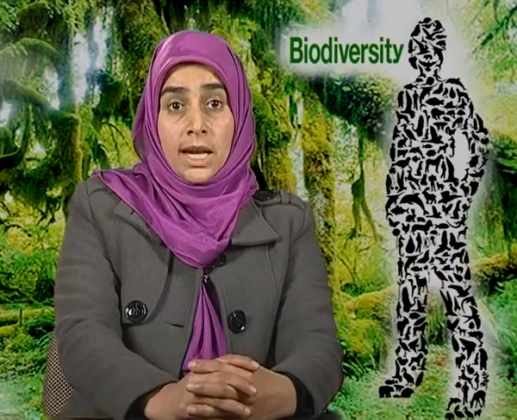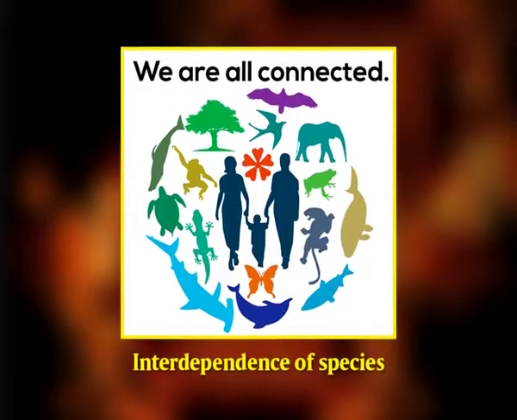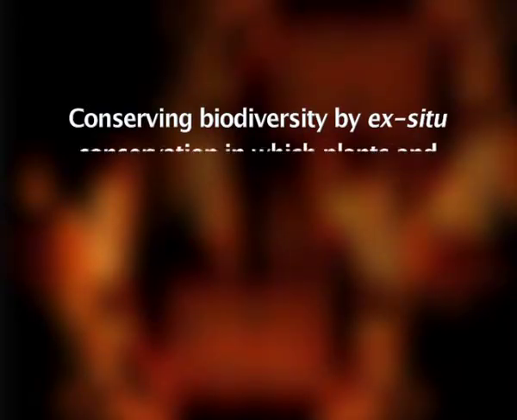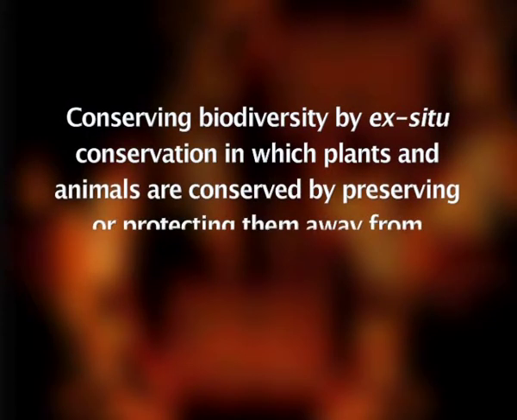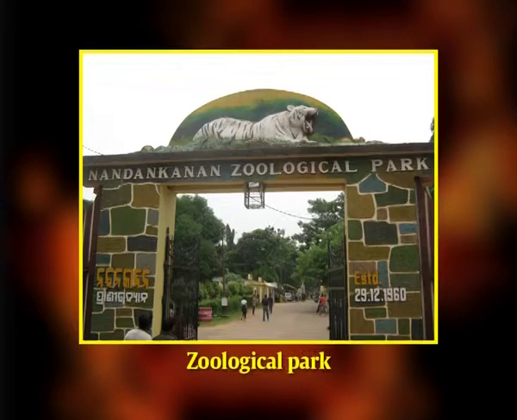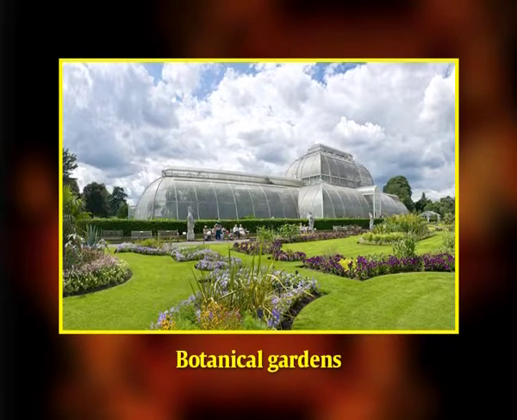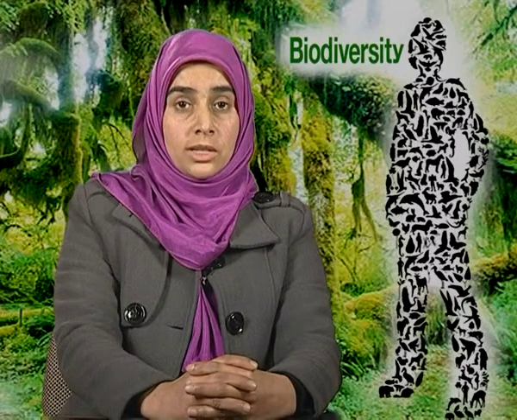However, species cannot be protected individually as they are all interdependent on each other. Thus, the whole ecosystem must be protected. Another way of conserving biodiversity is by ex situ conservation, in which plants and animals are conserved by preserving or protecting them away from their natural habitat. This could be in zoological parks and botanical gardens or through the forestry institutions and agricultural research centers.